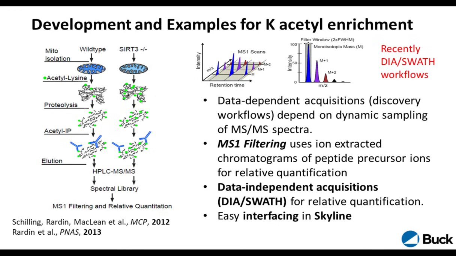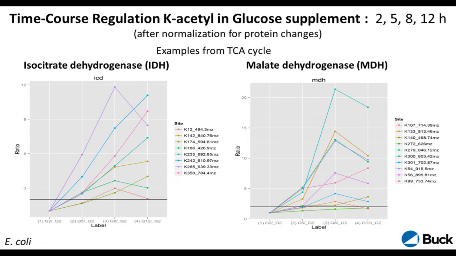So here you can see one of our typical workflows. We take cells, isolate mitochondria, digest the proteins, and then do the acetyl enrichment with the PTMScan antibodies. Then we do LCMS and either do MS1 filtering, or more recently we've switched over to data-independent acquisition, DIA or SWATH, which is quite comprehensive. The combination of these very efficient enriching antibodies with modern mass spec scan types has allowed us to get deep insights into the biology of these systems, the role of sirtuins in this case, for example.